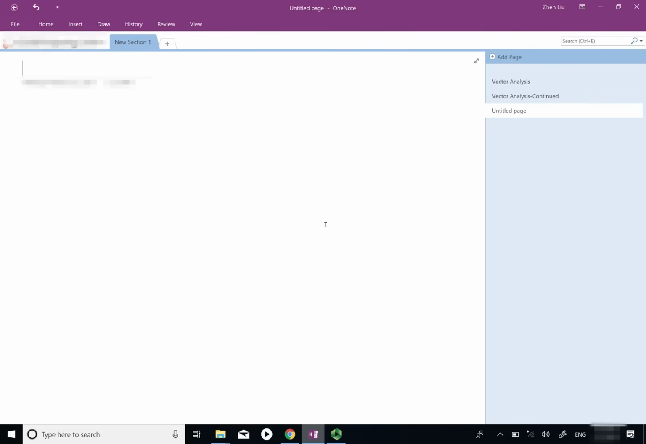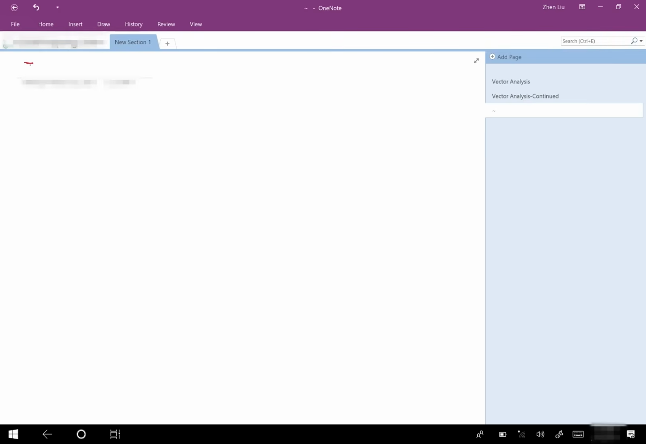Today I'm going to do tensor analysis and also introduce a little bit more about notation. So first, objectives.